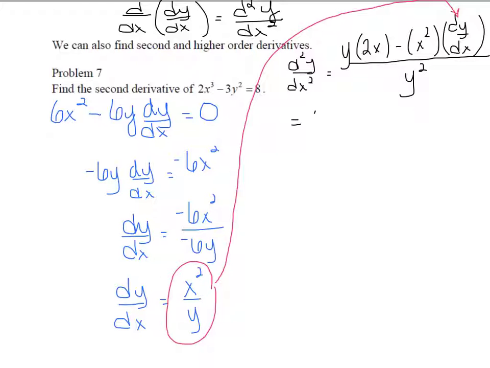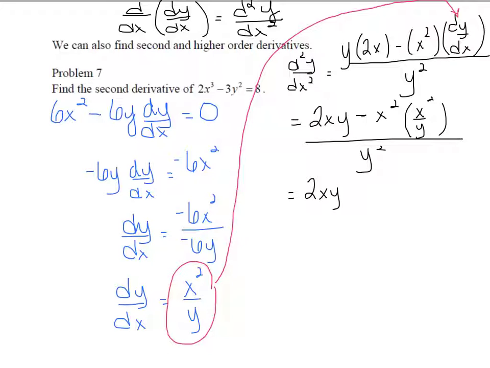So now we have 2xy minus x squared, and in replacing dy/dx, I'm going to put x squared over y, all divided by y squared. So that gives me 2xy minus x to the 4th over y, all over y squared. Again, now it comes down to doing some more algebra work. We have a complex fraction here. So what I'm going to do is multiply by y over y, this denominator. Remember, this is a quantity, so I'm going to be distributing this y.